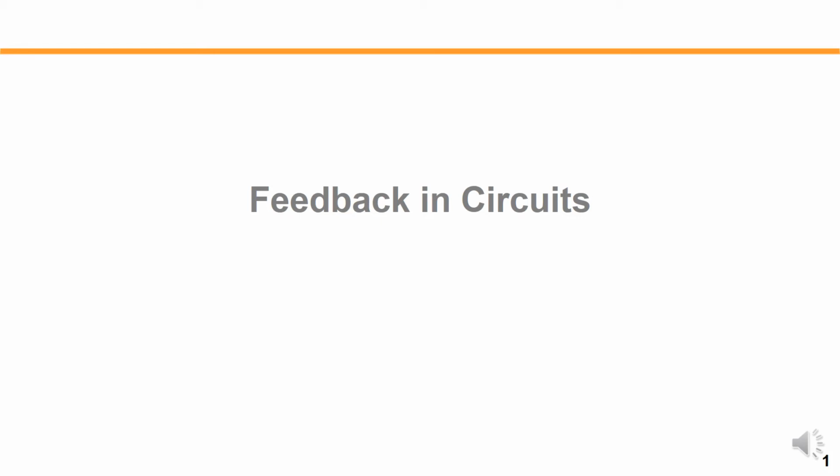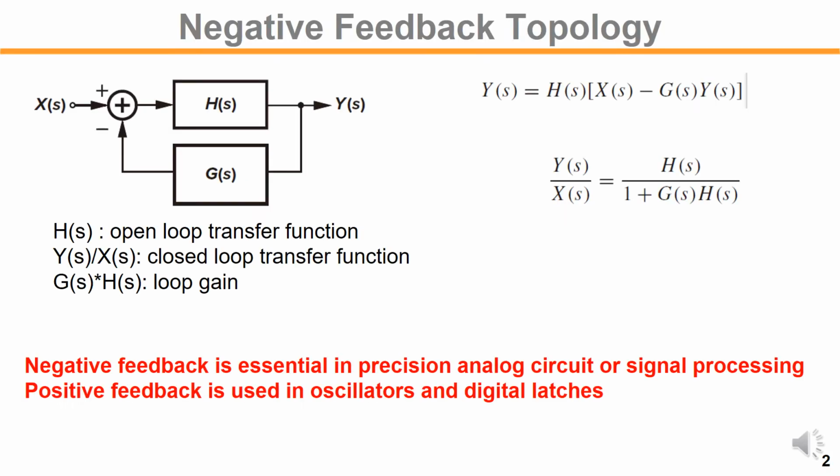Let's take a look at the feedback circuits. This is negative feedback. We have X(s) and Y(s). The feed-forward transfer function H(s) is called the open loop transfer function. If you disconnect the feedback, you will see the transfer function from X to Y through this H(s). So that's why we call it open loop transfer function.